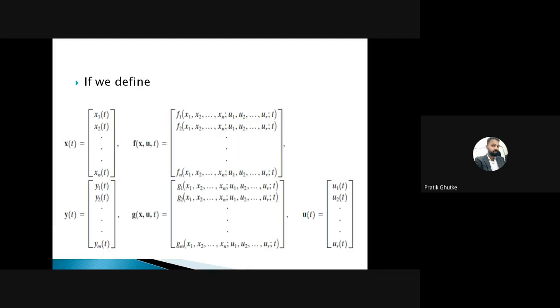So how do we write these state and output equations in compact form? The state equation can be written as x dot of t, with x1, x2 up to xn, as a function of x, u and t. It is given in matrix form, writing f1 of x1, x2 up to xn, u1, u2 up to ur of t, and so on up to fn.